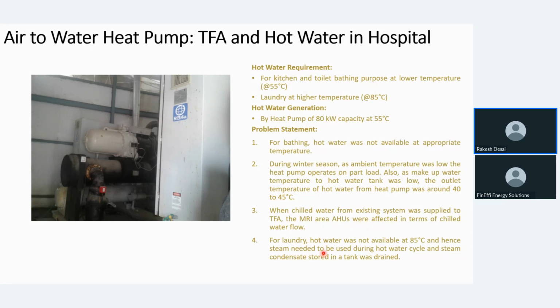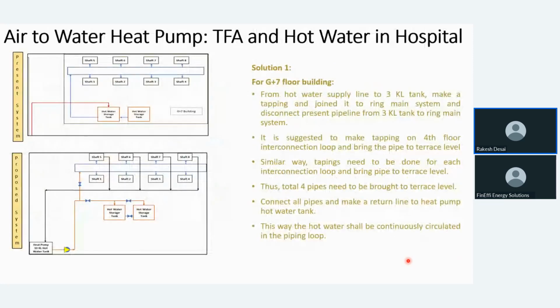The fourth problem was that for laundry, hot water was not available at 85 degrees centigrade, hence steam needed to be used during the hot water cycle, and steam condensate stored in the tank could not be reutilized because there is no possibility of using such a high temperature condensate, and it needed to be drained. So let us see how these problems can be answered.